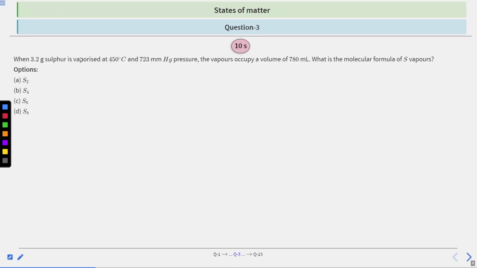When 3.2 grams of sulfur is vaporized at 450 degrees Celsius and 723 mm of Hg pressure, the vapors occupy a volume of 780 milliliters. What is the molecular formula of S vapors? Options given are S2, S4, S6 and S8. You have 10 seconds to solve this question. After that, we will see the answer.